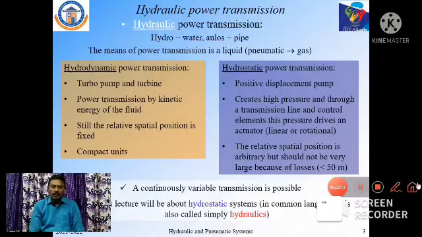Hydraulic power transmission uses turbo pumps or turbines, transmitting power by the kinetic energy of the fluid. The relative spatial position is still fixed, in a compatible unit. In the hydrostatic power transmission system, positive displacement pumps create high pressure, and through the transmission line and control elements, a pressure-driven actuator, linear or rotational, is operated. The relative spatial position is arbitrary but should not vary too much, with losses less than 50 meters. A continuously variable transmission is possible in a hydraulic system.